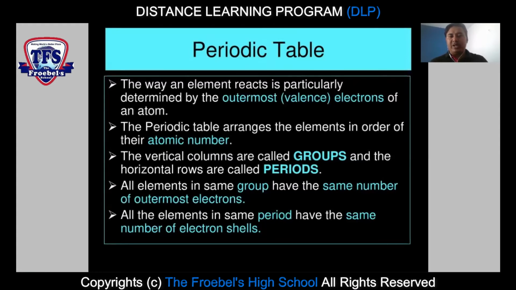All the elements in the periodic table are arranged in order of their atomic number according to the modern periodic law. The vertical columns are called groups, and horizontal rows are called periods. All the elements in the same group have the same number of outer shell electrons, and all the elements of the same period have the same number of electron shells. These are all basics which you have learned in earlier classes.